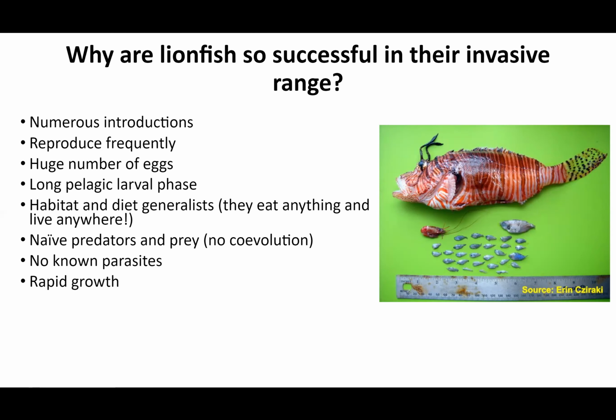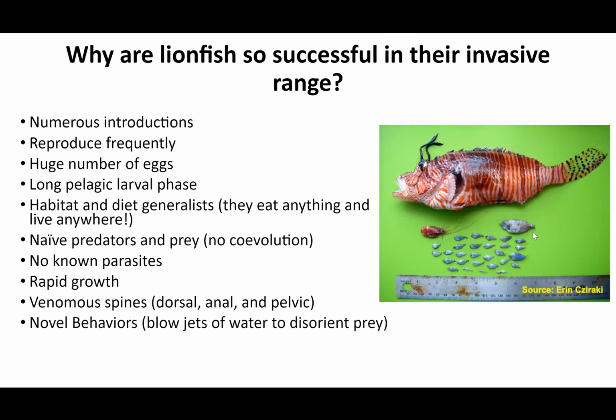Very, very rapid growth. They also were venomous. Now, this one doesn't have any spines on it, but as I showed you in the first picture of them, they have spines on them, and those spines are venomous on both their dorsal side. So again, they would be here. Their anal fins and their pelvic fins also have spines on them. So they are venomous.